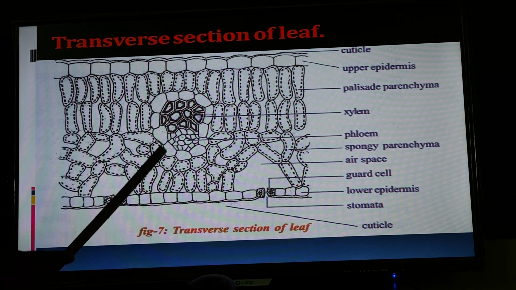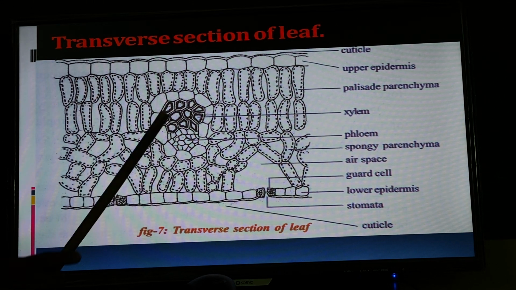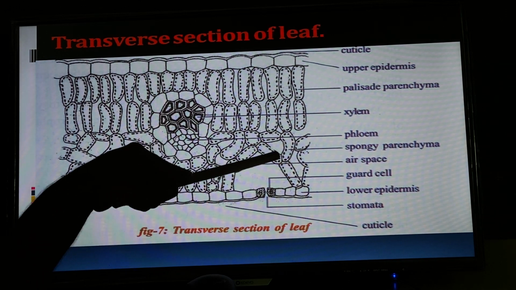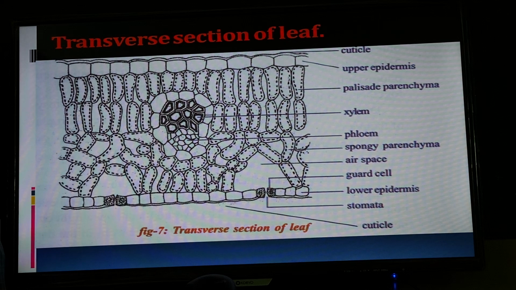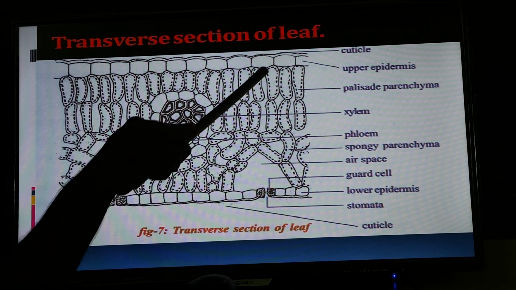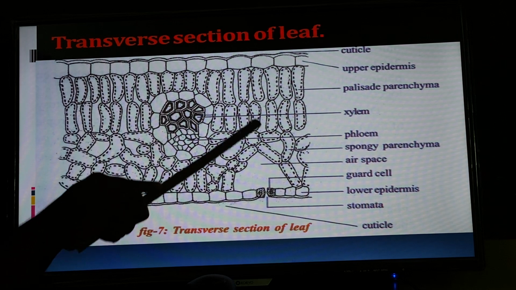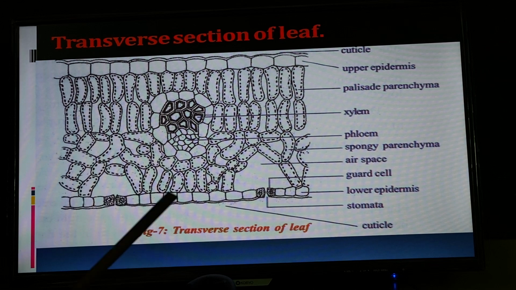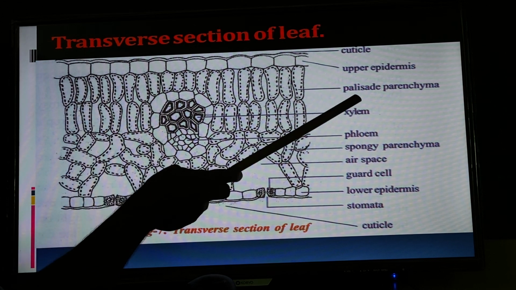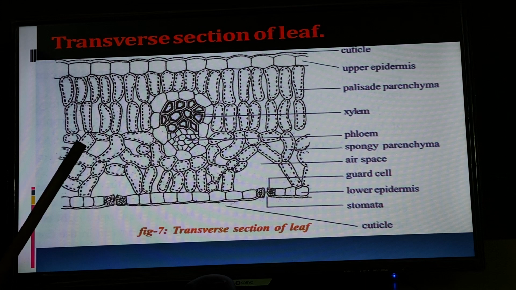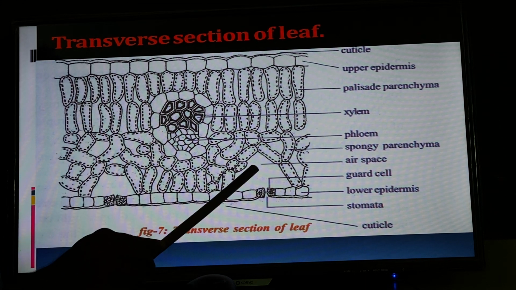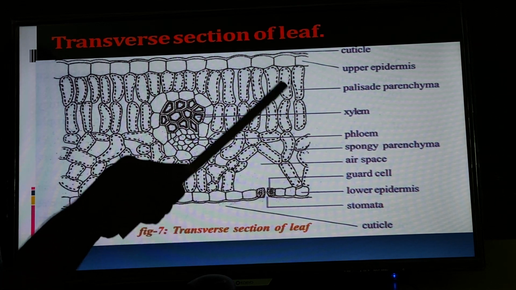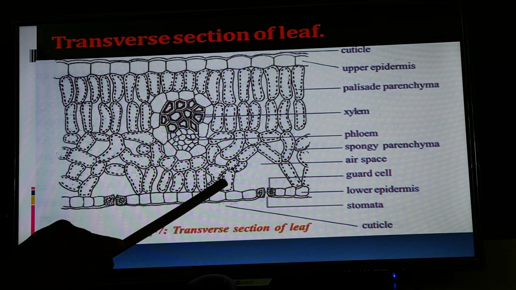This is the upper side of the leaf and this is the lower side of the leaf. In between the two epidermal layers, we can find some cells known as mesophyll tissue. Mesophyll means middle. The first mesophyll tissue is palisade parenchyma. What is that? Palisade parenchyma. On the lower side we can find spongy parenchyma. It is a tissue: palisade parenchyma, spongy parenchyma.